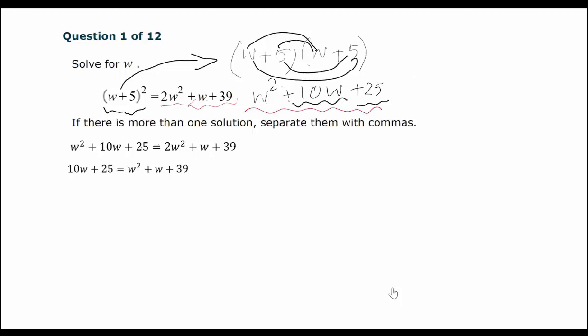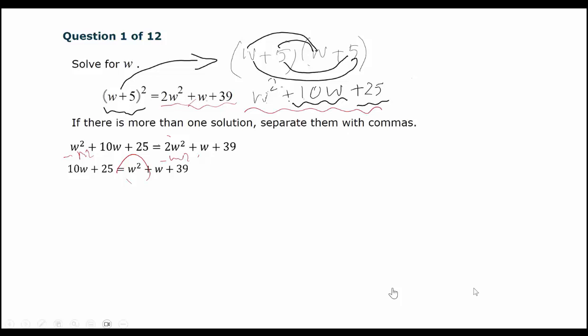If we go to the next line, since this is a quadratic equation we are solving, we have to make one side 0. It's not a linear equation. So we will try to bring everything to one side and make the other side 0. For this one, I am subtracting W squared from both sides. The reason is then I can avoid a negative sign here.